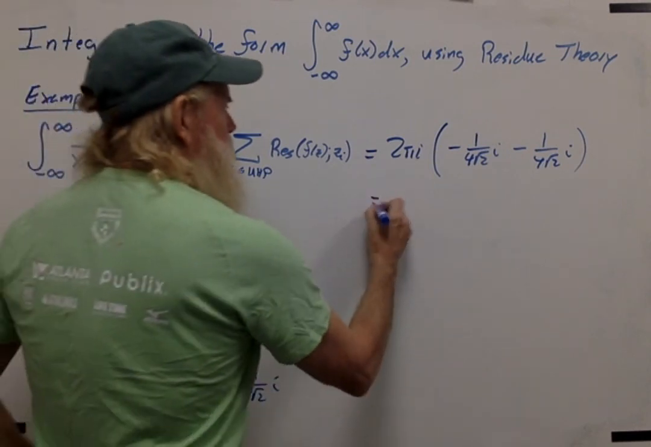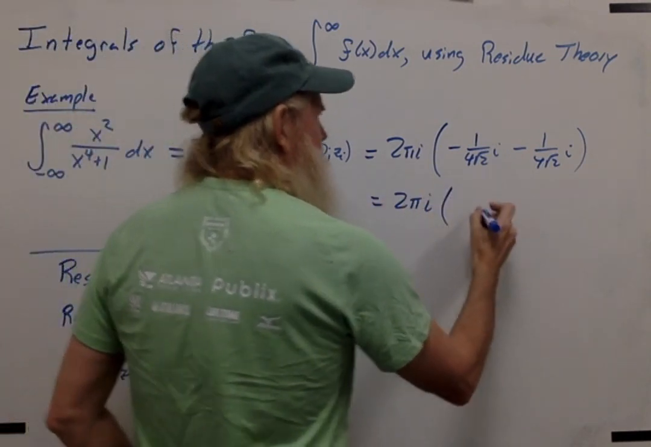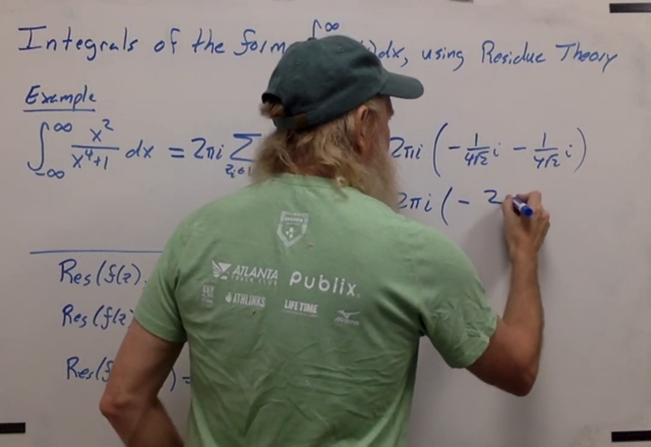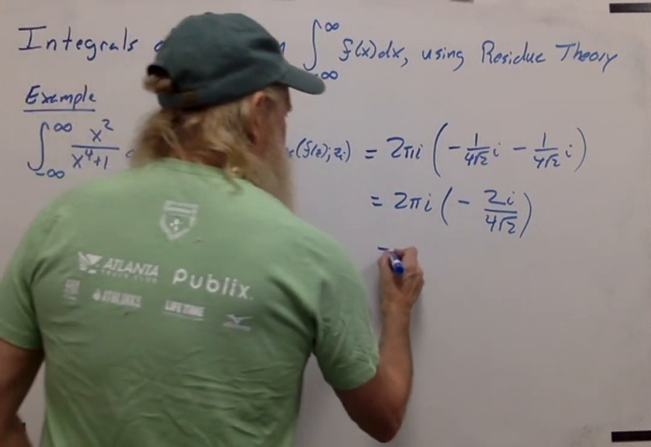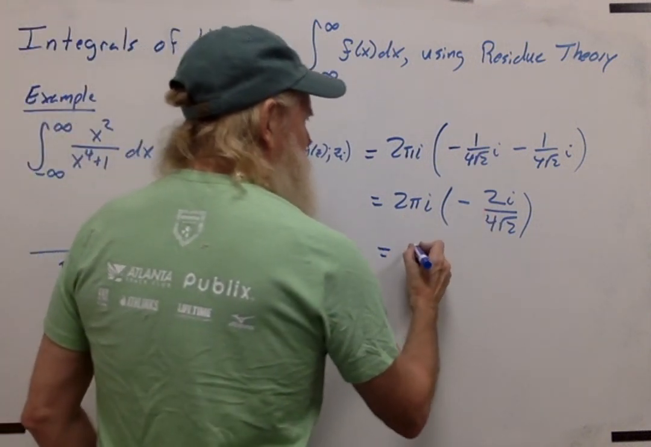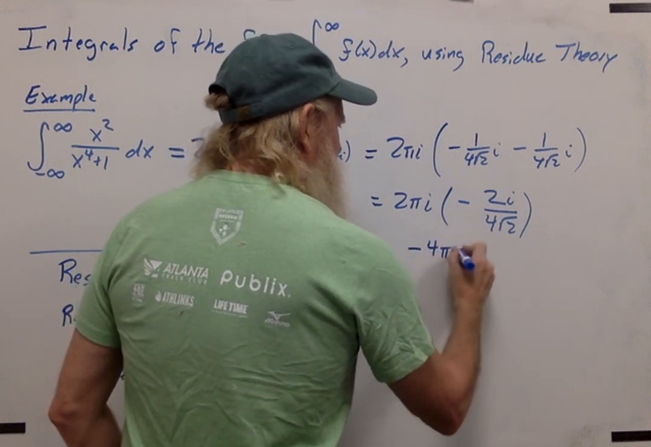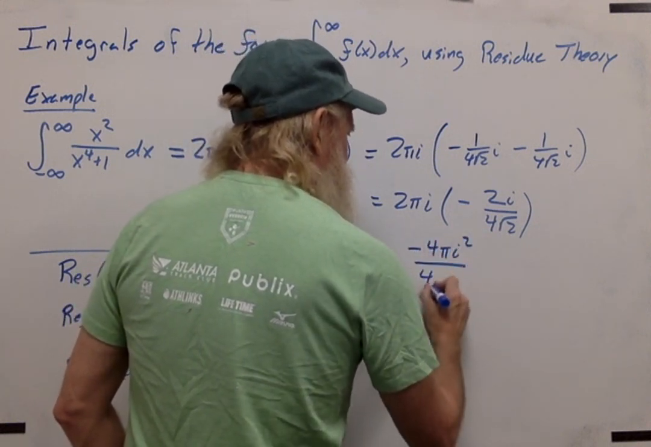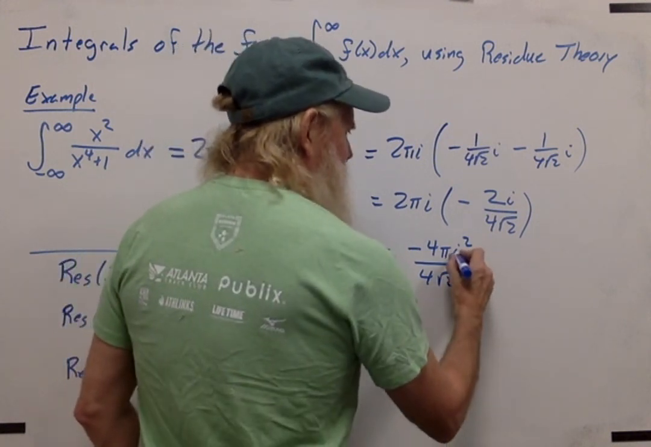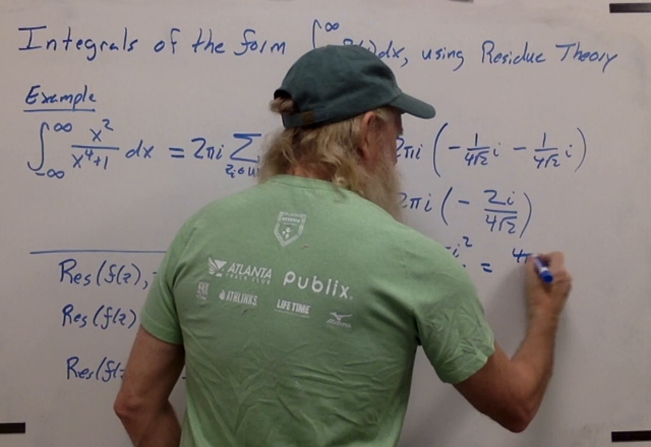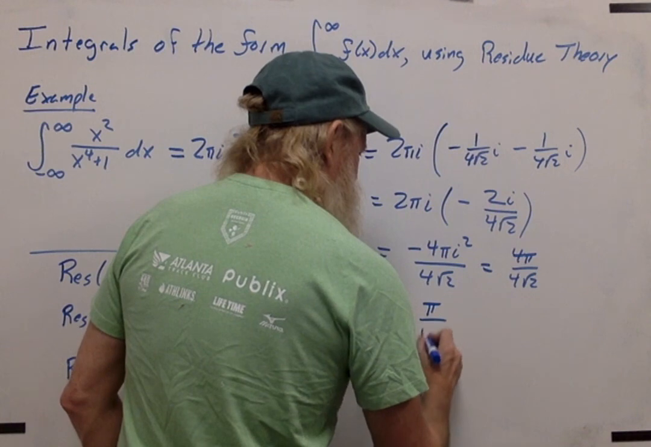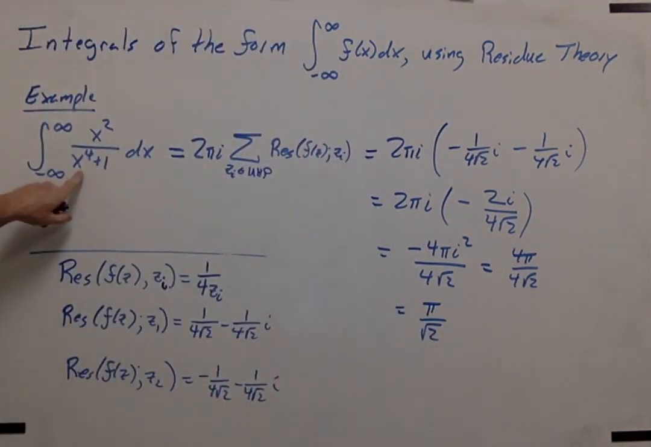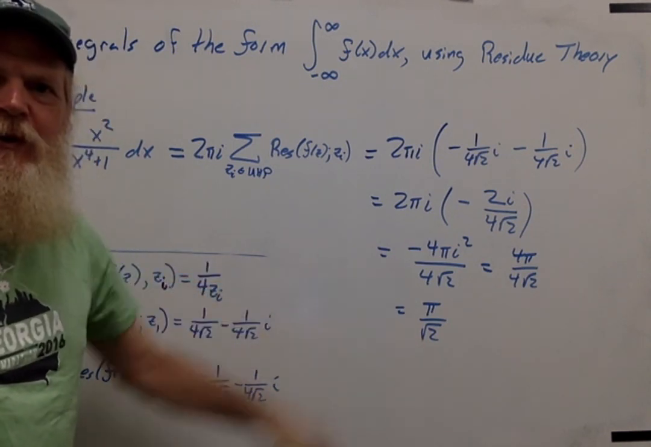So I have 2 pi I times negative 2I over 4 square root of 2. Multiplying the 2 pi I into the numerator, I have negative 4 pi I squared over 4 square root of 2. I squared is negative 1, so that's 4 pi over 4 root 2, which is pi over the square root of 2. So the integral from negative infinity to infinity of x squared over x to the fourth plus 1 is equal to pi over the square root of 2.